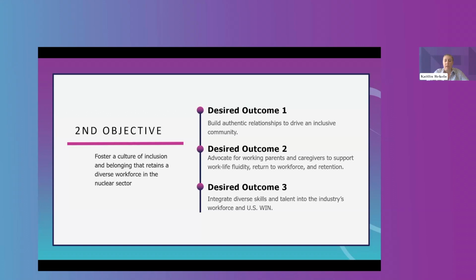Desired outcome 3 is integrating diverse skills and talent into the industry's workforce and U.S. WIN. So really this dovetails nicely with objective 1 and working with the trades and getting young women and girls into STEM careers, and making sure that as we integrate those diverse skills and talent, they feel included in the culture of the site that they're at.